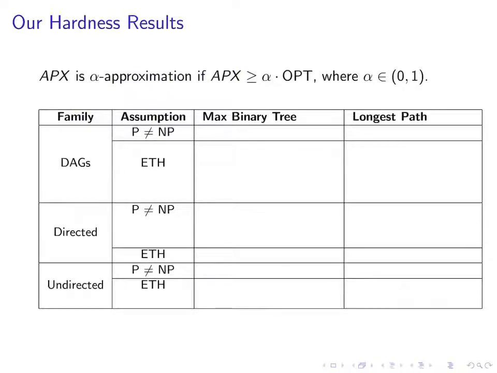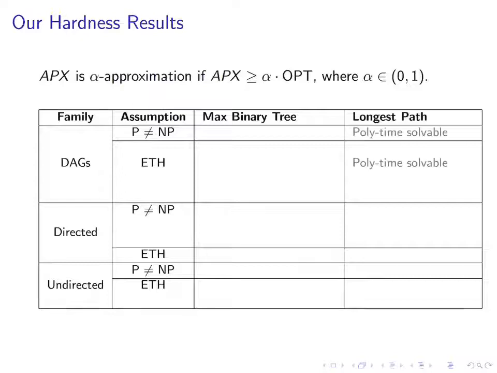What we're looking for is a maximization problem, so we say that an approximate solution is an alpha approximation if it is at least alpha times the optimum, where alpha is a value between 0 and 1. We consider 3 families and 2 assumptions. The families are DAGs, general directed graphs, and undirected graphs. The assumption is either P is not NP or the exponential time hypothesis.